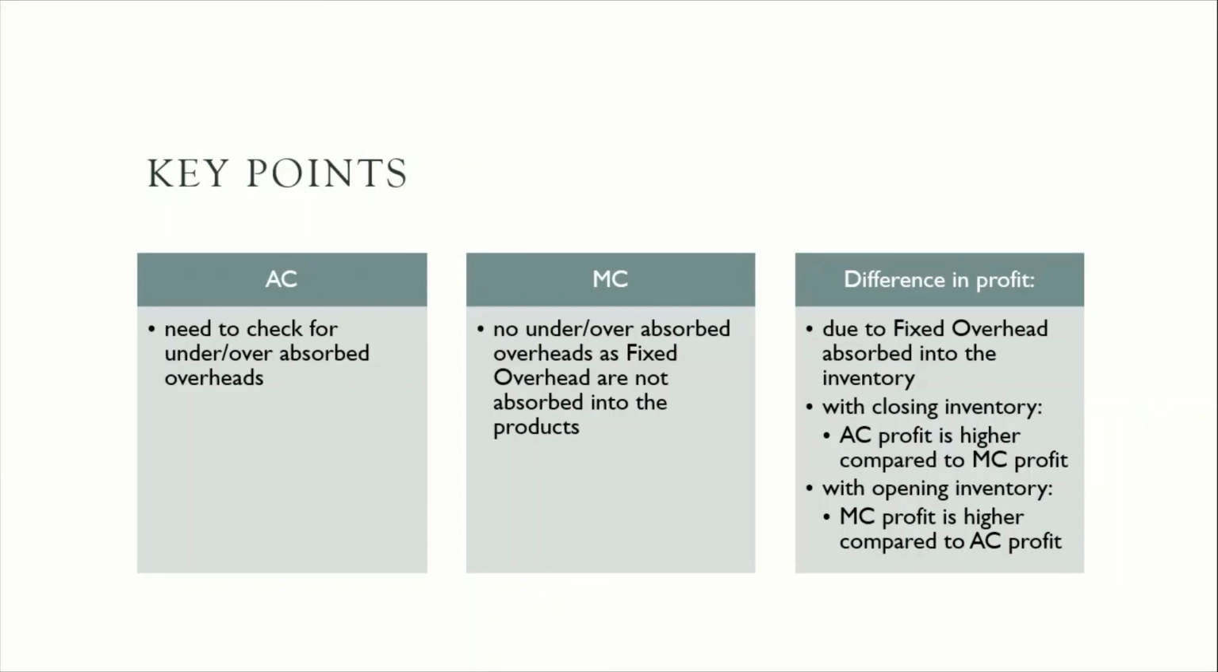So the key points you have to remember is that in AC, absorption costing, you have to check the under and over absorption. For MC, there is no under or over absorption, but the fixed overheads are treated differently. So the difference in profit is due to the fixed overhead treatment. With closing inventory, AC's profit is higher than MC's profit. With opening inventory, MC's profit is higher than AC's. Okay.